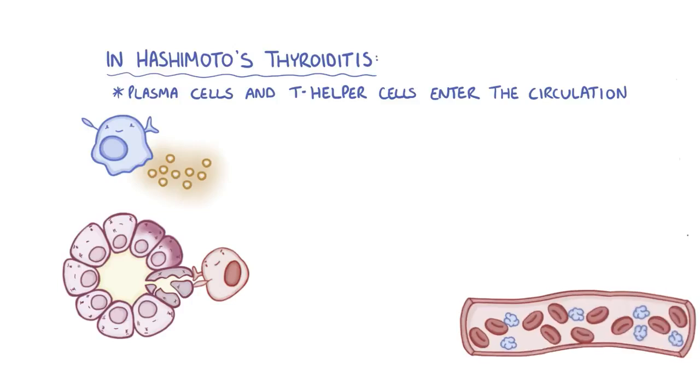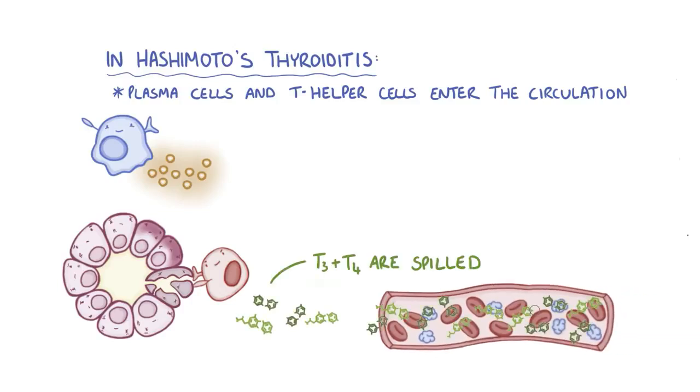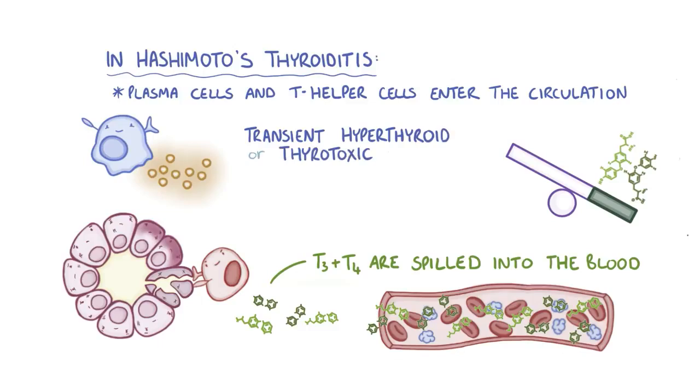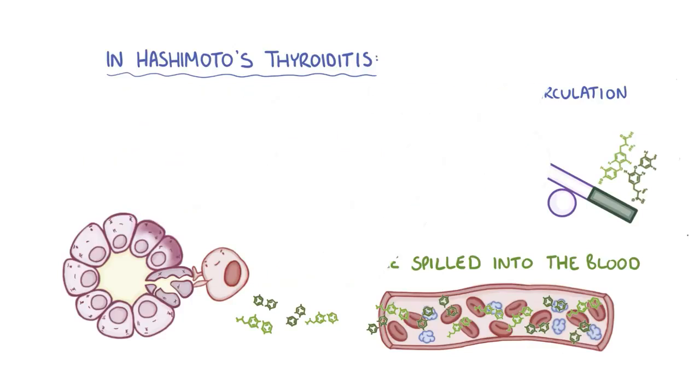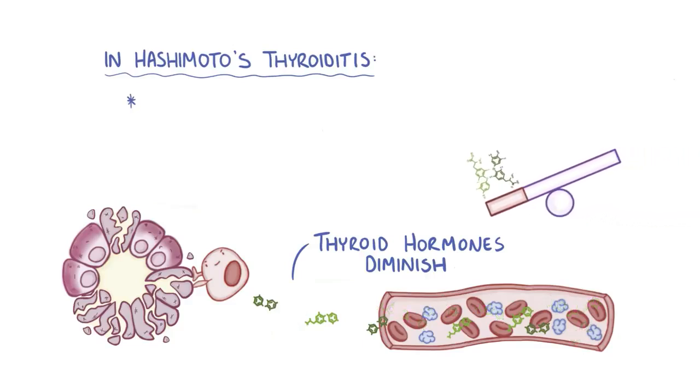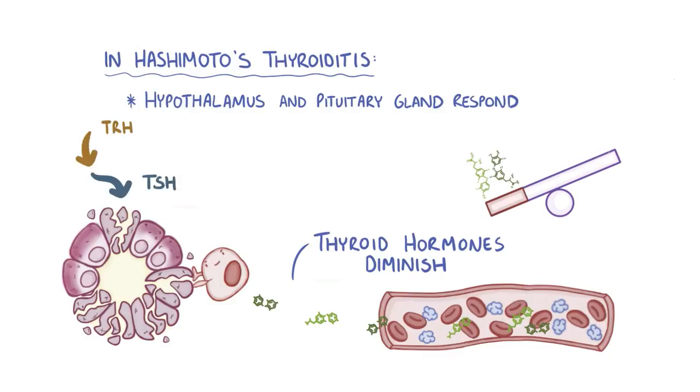Initially, the destruction of follicular cells leads to T3 and T4 getting spilled out into the blood, creating a transient hyperthyroid or thyrotoxic state, often called hashitoxicosis. But as the thyroid gland gets more and more damaged, thyroid hormones diminish. The hypothalamus and pituitary gland respond by increasing their TRH and TSH production. But eventually the thyroid becomes too damaged to produce enough thyroid hormones.